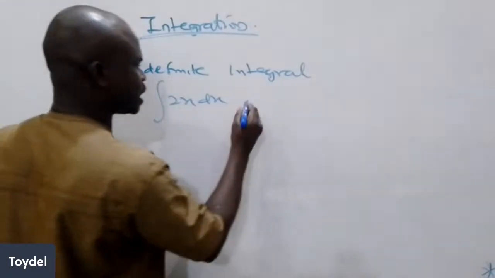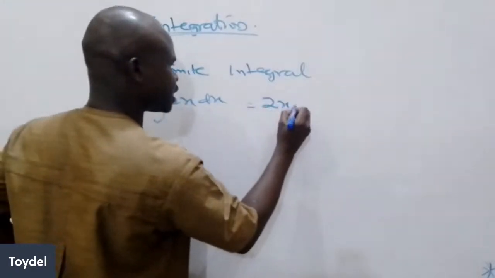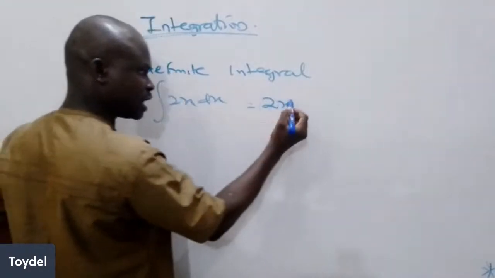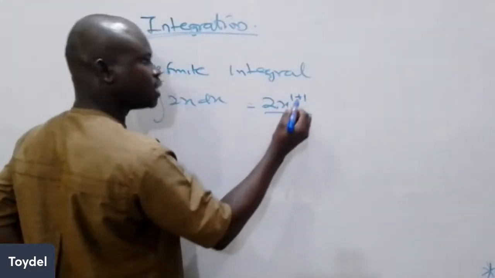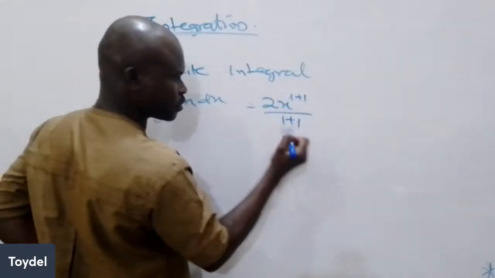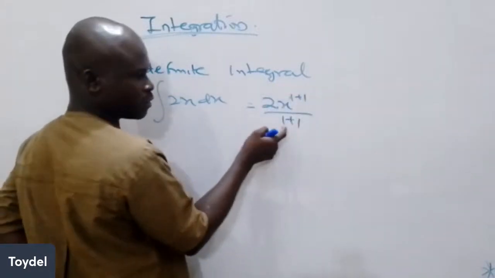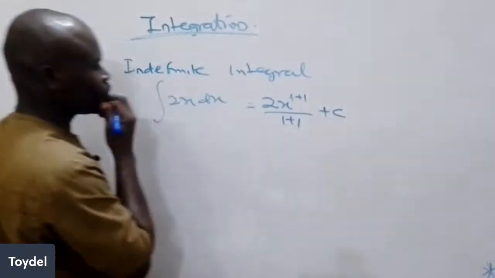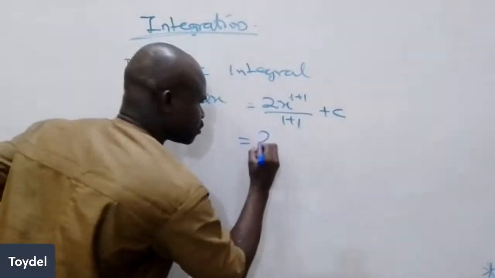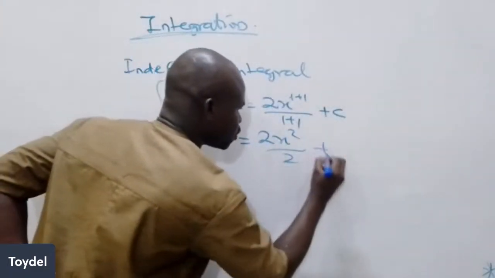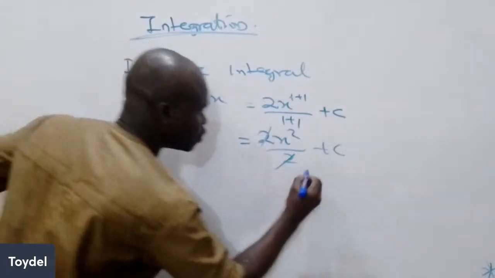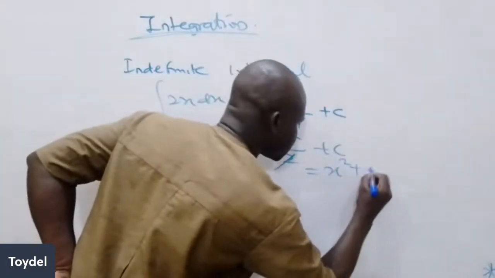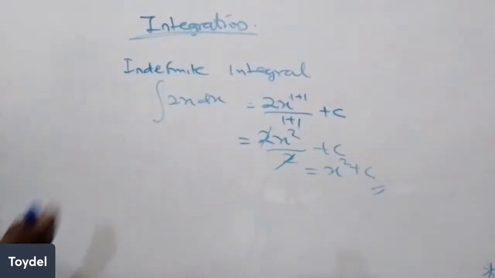If I integrate this, for instance, I'm going to have 2x. That will be x to the power of 1. There's a 1 there. So 1 plus 1 all over 1 plus 1. That's what we're going to have. Whatever we have at the power, we are going to replace it at the denominator, plus an arbitrary constant. That's how to integrate. Then in this case, I'm going to have 2x^2 all over 2 plus an arbitrary constant. These two, we cancel these two. So the final answer will be x^2 plus c. That is what we are going to get.